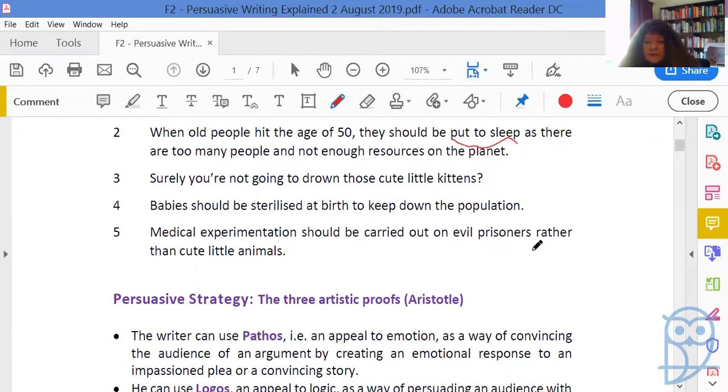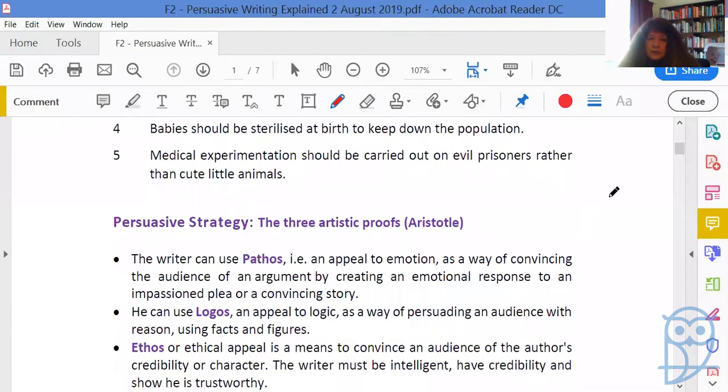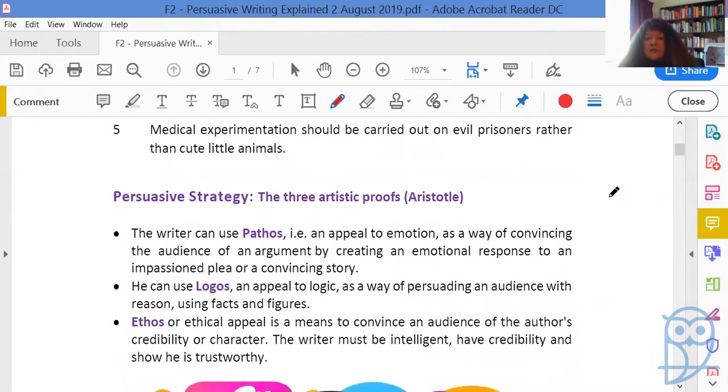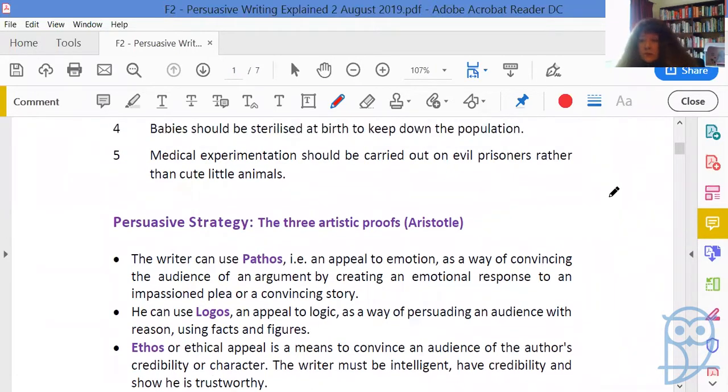Now, here's the very technical term for being persuasive. Okay, this is a piece of general knowledge you should know for the future, because most of the stuff you will be writing in future will be persuasive or argumentative the older you get. The three artistic proofs by Aristotle.